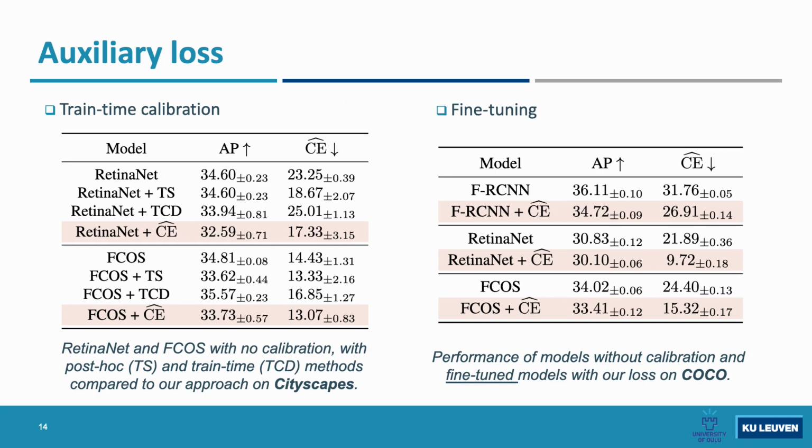In the final set of experiments, we investigate the performance of our estimator when included as an auxiliary loss to the task-specific loss of each object detector. On the left, we show that our estimator effectively decreases calibration error while maintaining similar detection performance. On the right, we show that the calibration error can be decreased also by fine-tuning pre-trained models, even for a few epochs, with our loss.